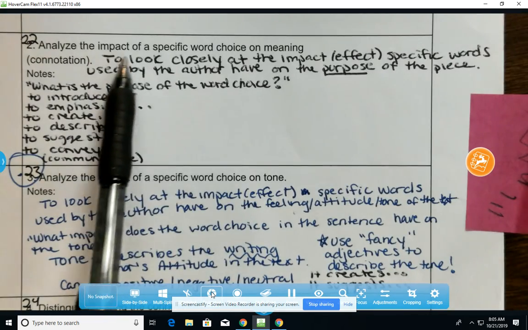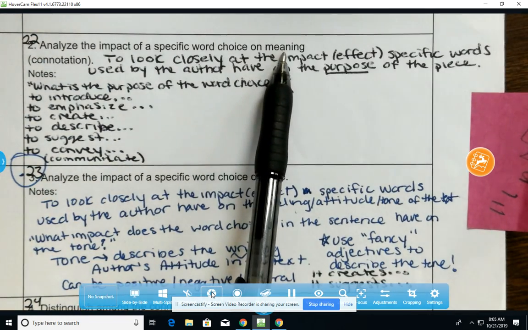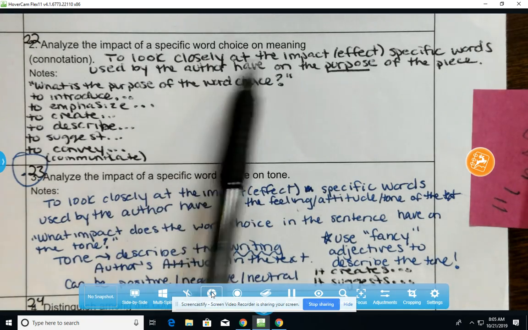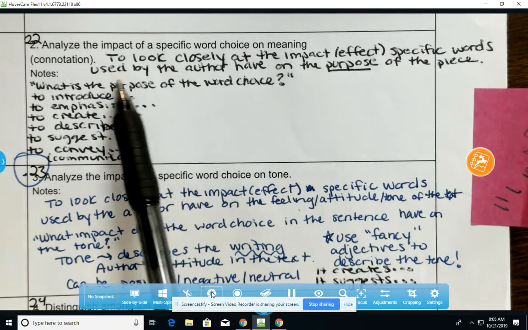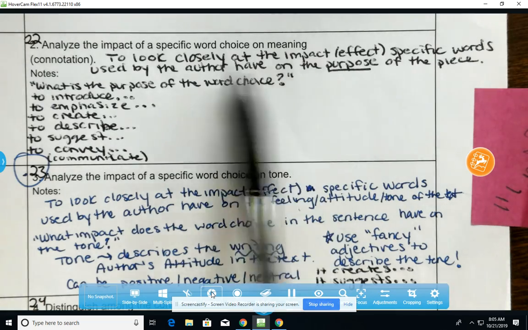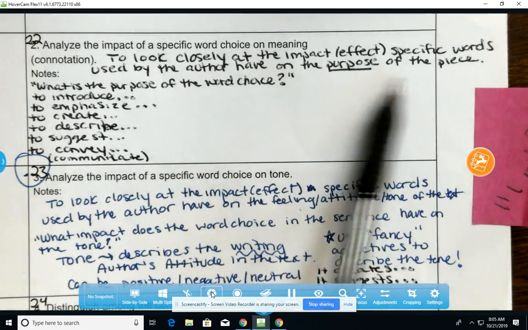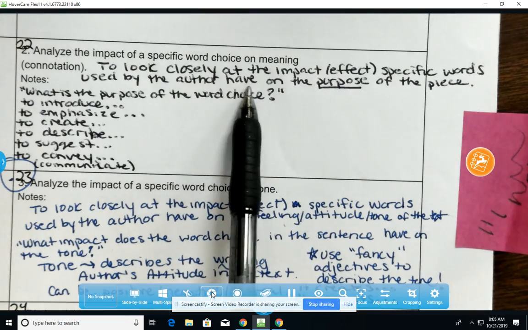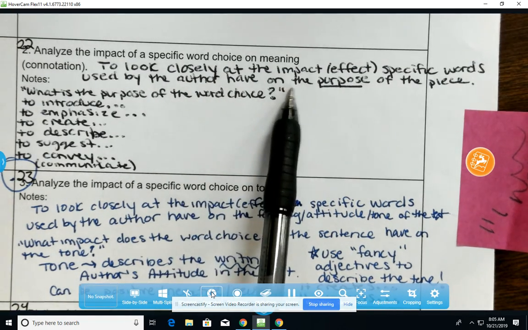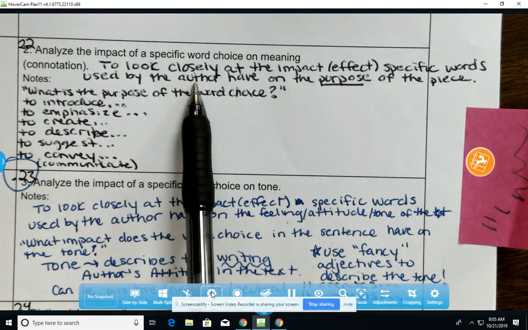This target is to analyze the impact a specific word choice has on meaning. That means to look closely at the impact or effect specific words used by the author have on meaning, which is the purpose, the author's purpose of the text. So author's purpose and word choice are interconnected, and that's what you see in this particular target.